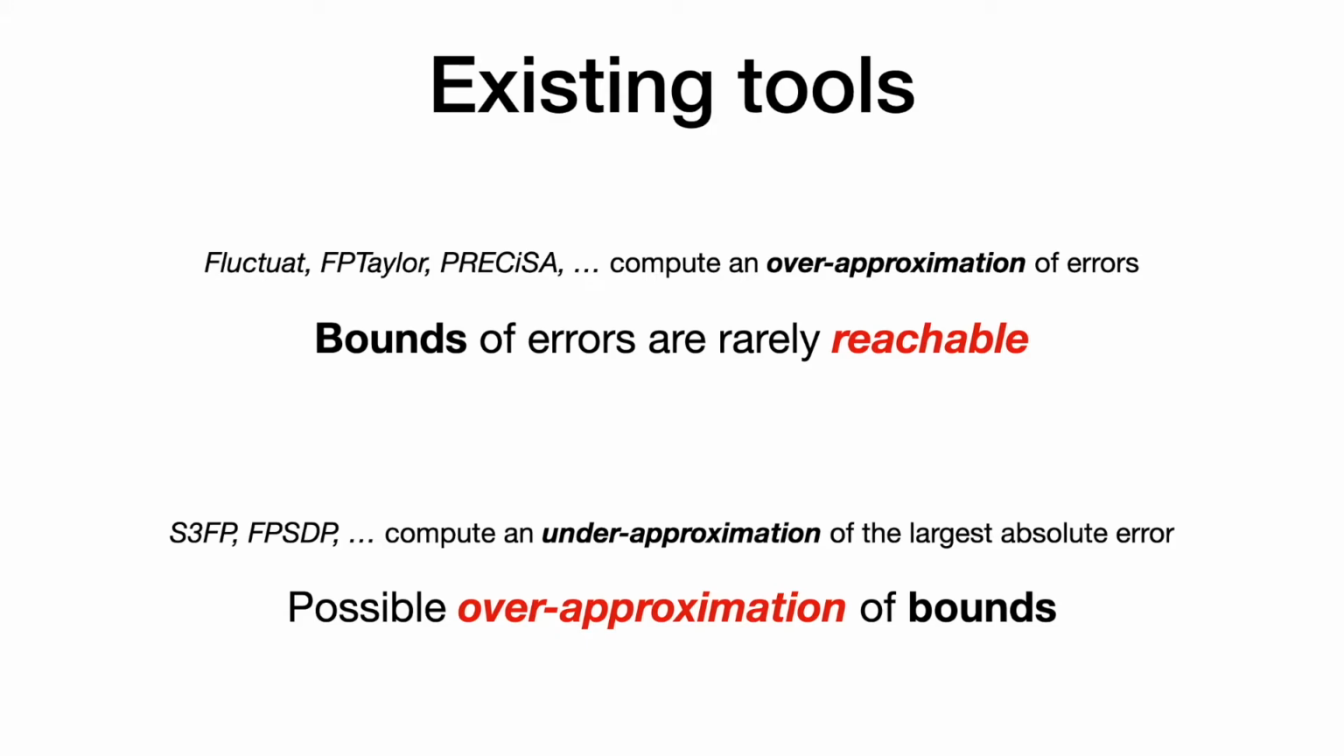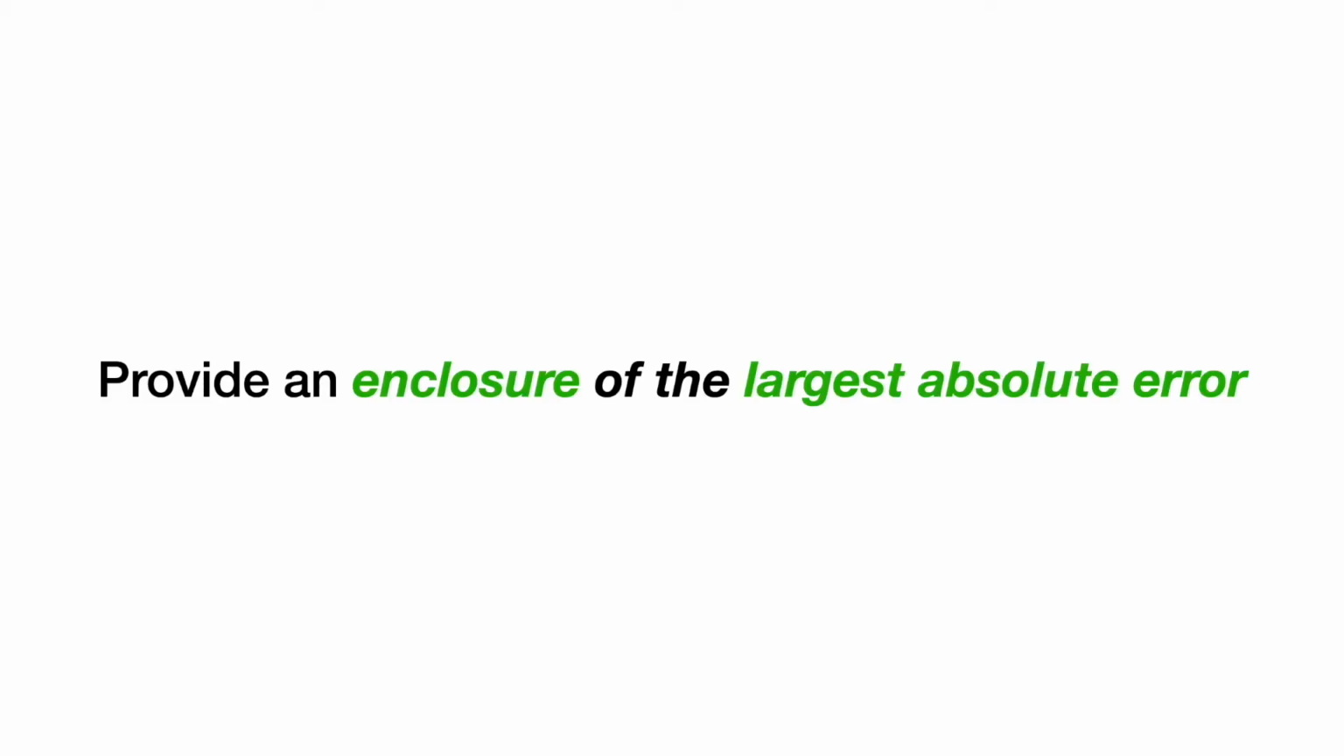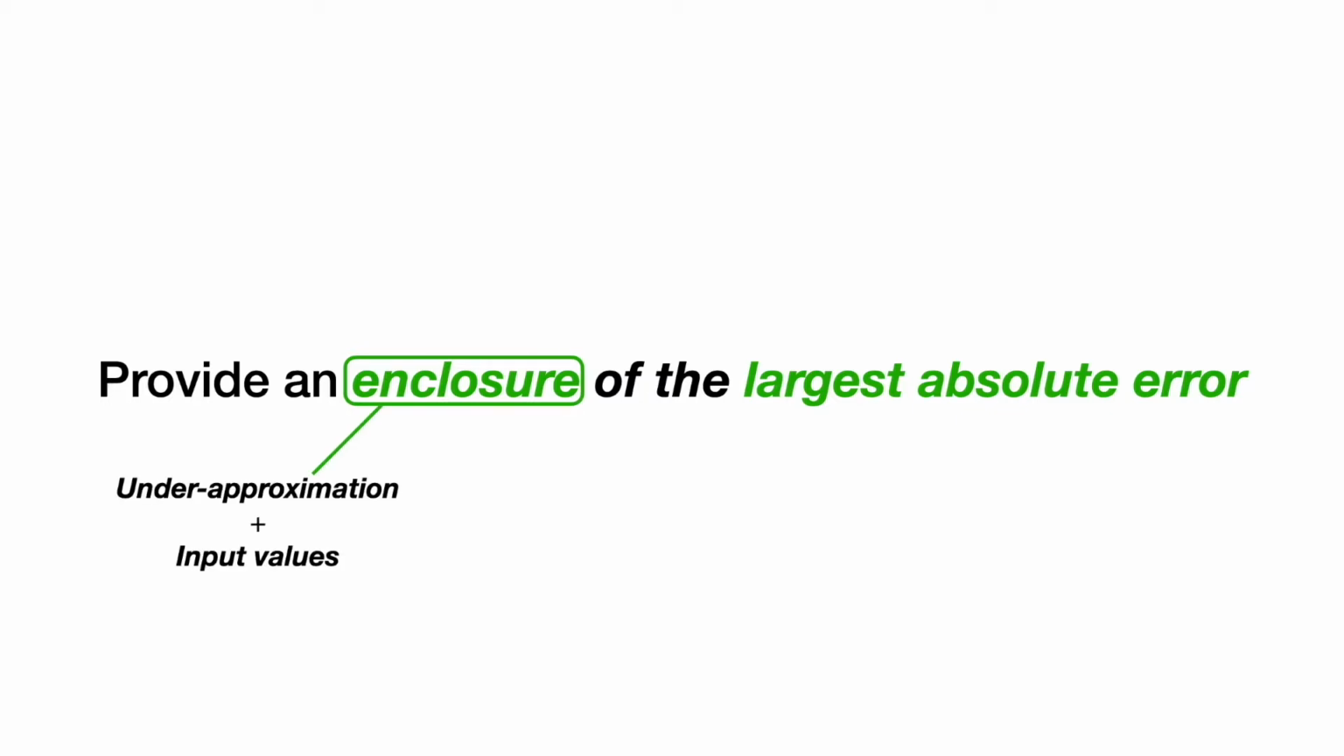This means that the under-approximation is wrong. Now, notice that none of these tools can compute both an under-approximation and an over-approximation of errors. This is why we want to provide an enclosure of the largest absolute error. To do so, we'll first compute an under-approximation of errors and provide input values to make sure it is not over-approximated and it is reachable, while also computing an over-approximation to have an upper bound of errors. An enclosure of the largest absolute error is our objective.